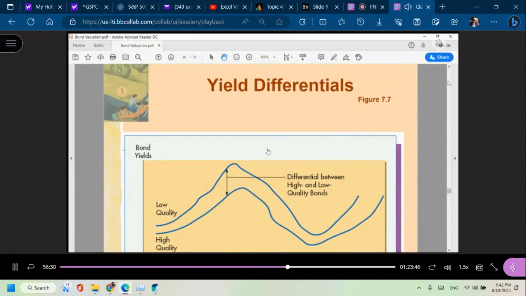I also talked about the yield differential between the 10-year Treasury note and the 3-month Treasury bill, which is usually used as an indicator of recession forecast. Why? That is another story, because that is long term versus short term, and this one is high quality bonds versus low quality bonds.